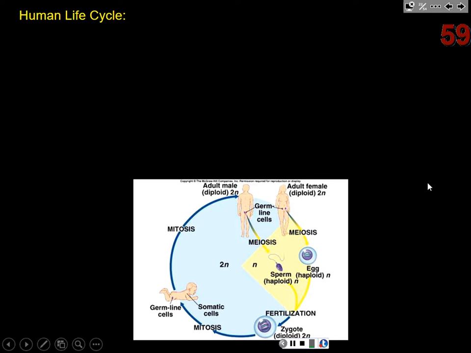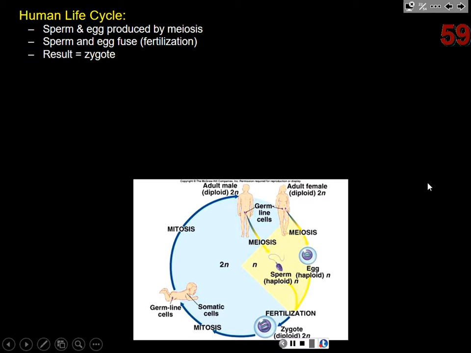Let's start with the production of gametes. It's a cycle, so it goes in a circle. We've got to start somewhere, though, so let's start with the production of gametes. Your germline tissues in the ovaries and the testes undergo meiosis to produce haploid eggs and sperm. Those haploid eggs and sperm nuclei then unite, and that's fertilization. You end up with a diploid zygote.